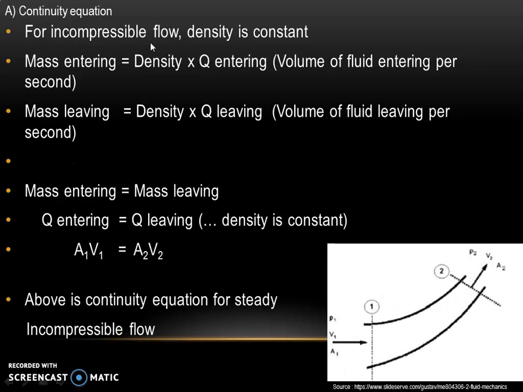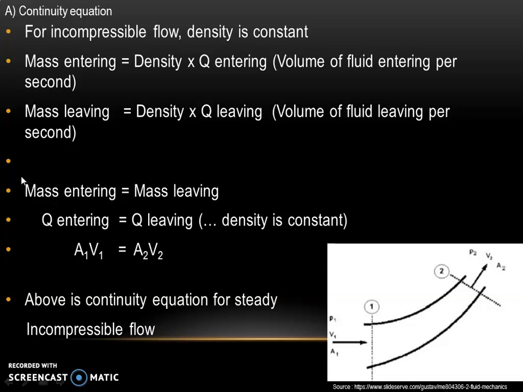For incompressible flow, we know that density remains same. That means density is constant, it won't change. We can write mass entering is equal to density into discharge entering the control volume. We know that discharge is equal to volume of fluid entering per second. Volume divided by time is nothing but Q. Similarly, we can write mass leaving the control volume is equal to density into discharge leaving.